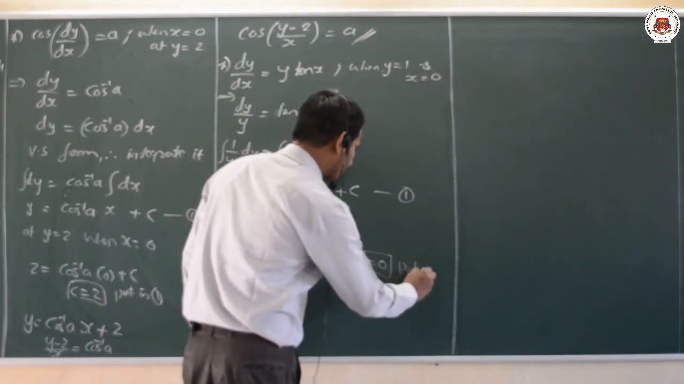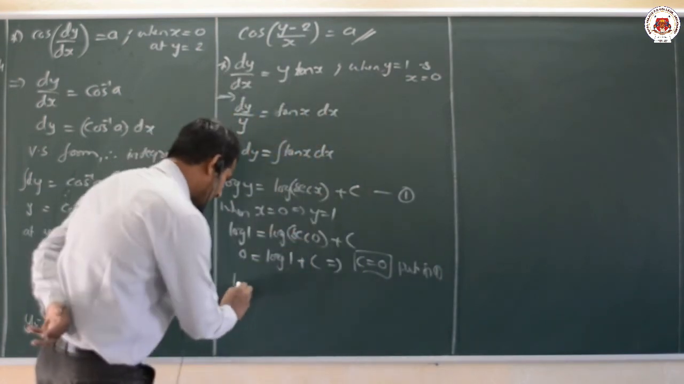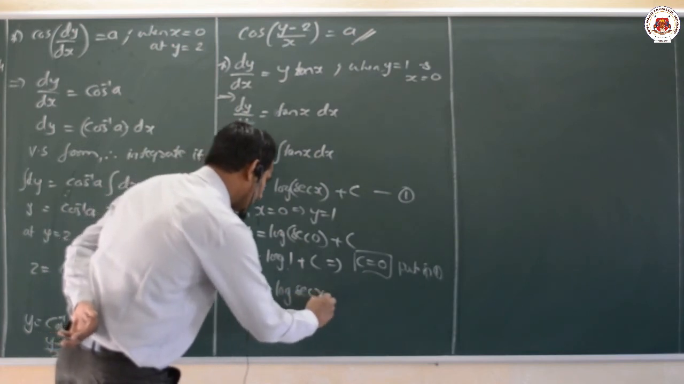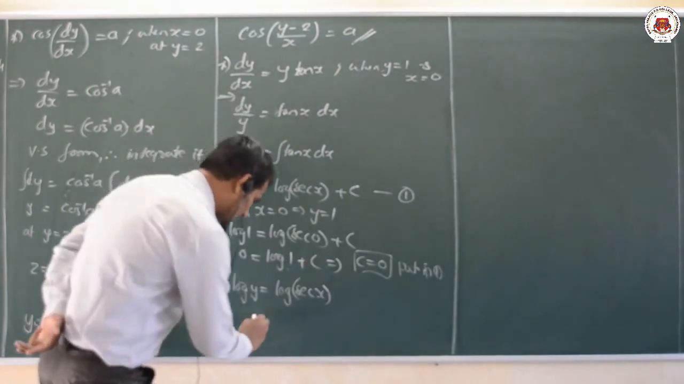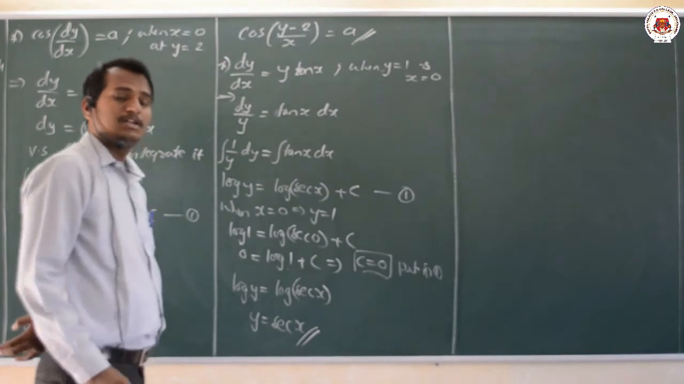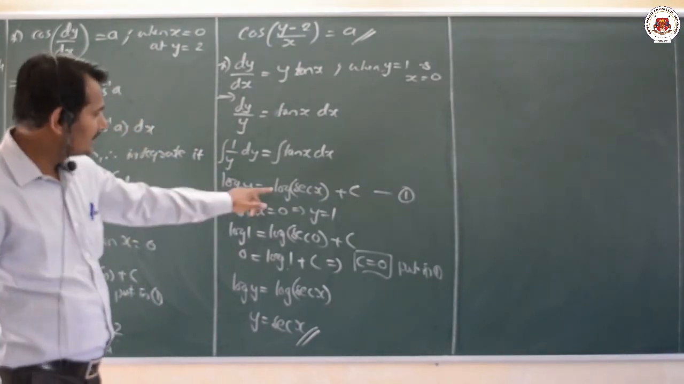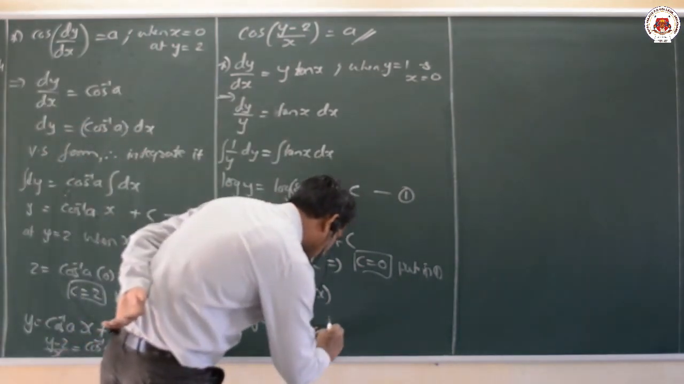Put in 1. Now put in 1 means we get log y is equal to log of secant x plus 0, or else y is equal to secant x. That is nothing but our required particular solution. Here equation number 1, that itself is our general solution, and this is our particular solution.